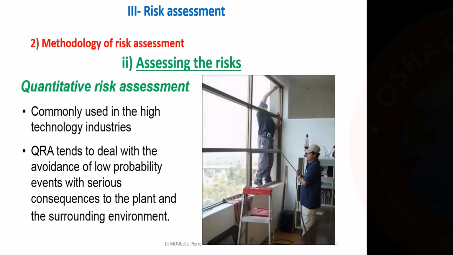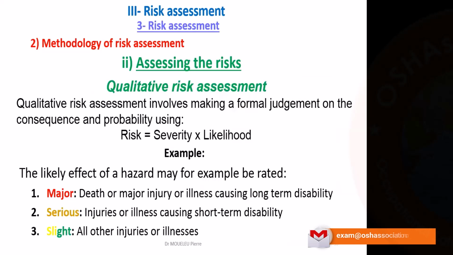On the risk, quantitative risk assessment is commonly used in the high technology industries. It tends to deal with the avoidance of low probability events with serious consequences to the plant and the surrounding environment. And now to quantify the risk, as I previously said, we should multiply severity and likelihood.